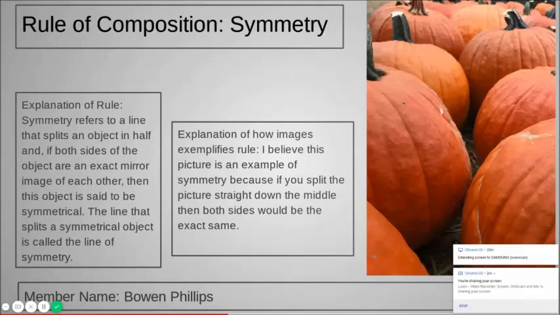Added symmetry. Symmetry refers to a line that splits an object in half, and if both sides of the image are an exact mirror image of each other, then the object is said to be symmetrical. The line that splits a symmetrical object is called the line of symmetry. I believe this picture is an example of symmetry because if you split the picture straight down the middle, then both sides would be the exact same.